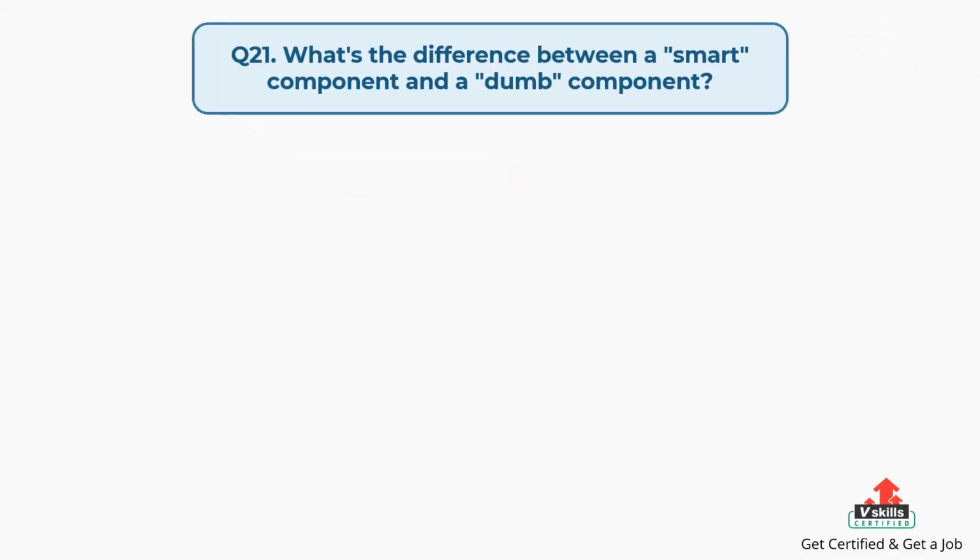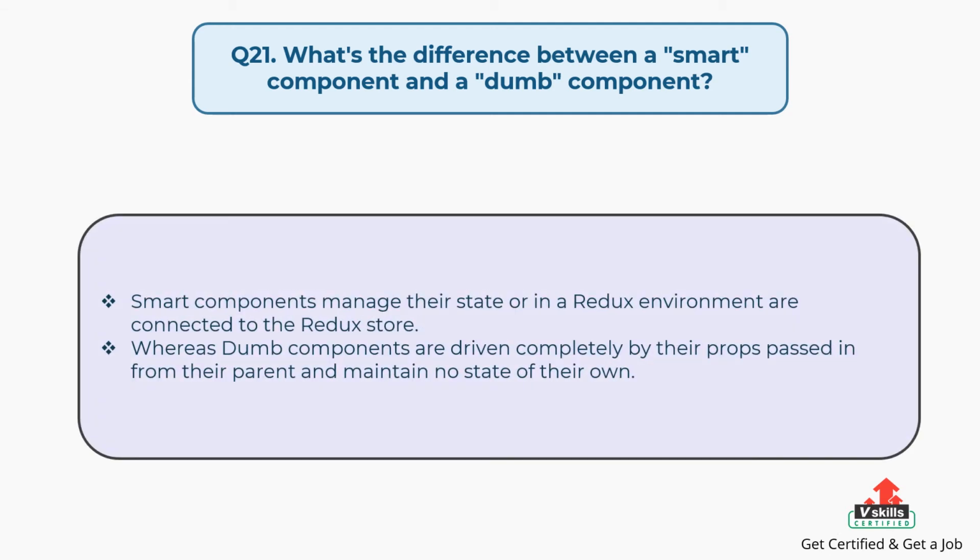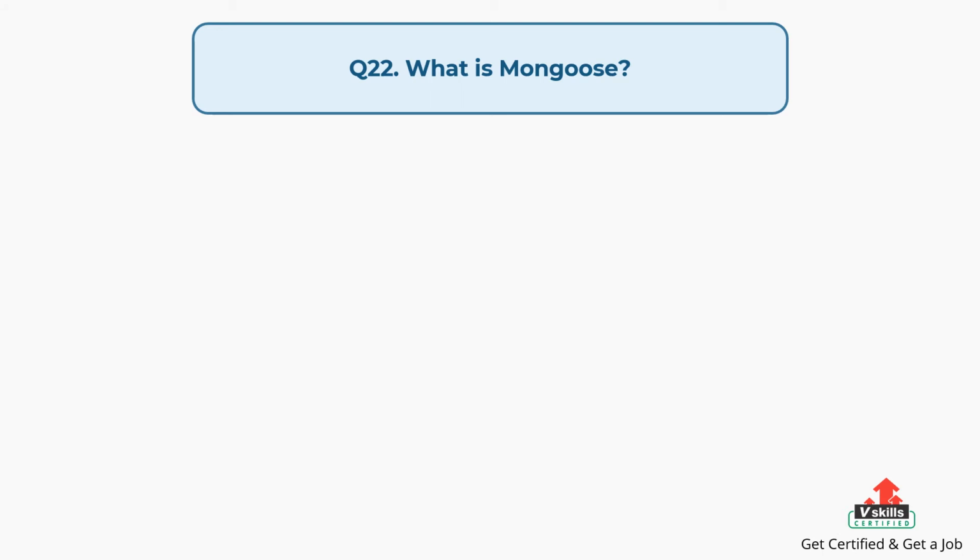Question number 21. What's the difference between a smart component and a dumb component? The answer is: smart components manage their state or in a Redux environment are connected to the Redux store. Whereas dumb components are driven completely by their props passed in from their parent and maintain no state of their own.